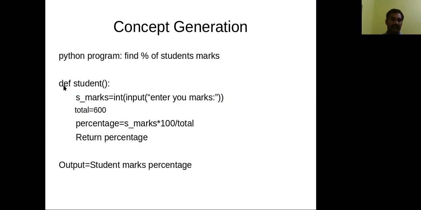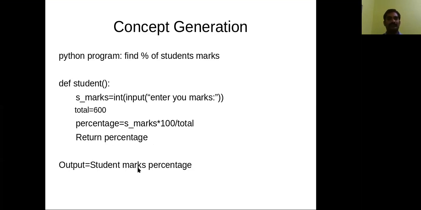Suppose I have taken another example. In this function, student, we want to find the percent of student marks. The variable s_marks will store the input given by the keyboard. On the basis of that, the percentage is calculated and percent is returned. If you write this, the r should be small, not capital. It is a typing mistake. After executing this function, you will find the percentage. It is a very simple and easy function, and it gives a simple result.